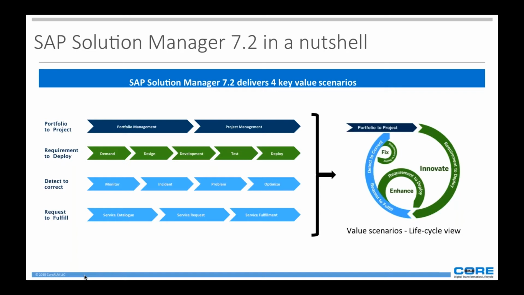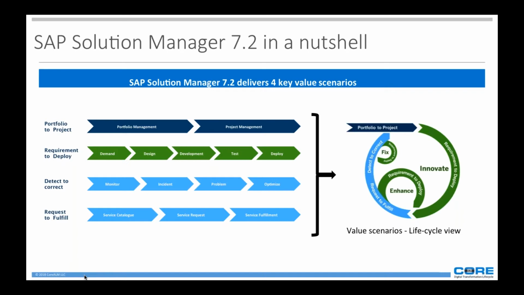Then you have requirement to deploy. That's where you collect the innovation, your new business requirement, and you start by creating that document, collecting that information, and linking it to your documentation. Then you go through the phases: demand, design, development, test, and deploy. That's where ChaRM comes into place. ChaRM comes into the development, test, and deploy phases, and all these things are interconnected.